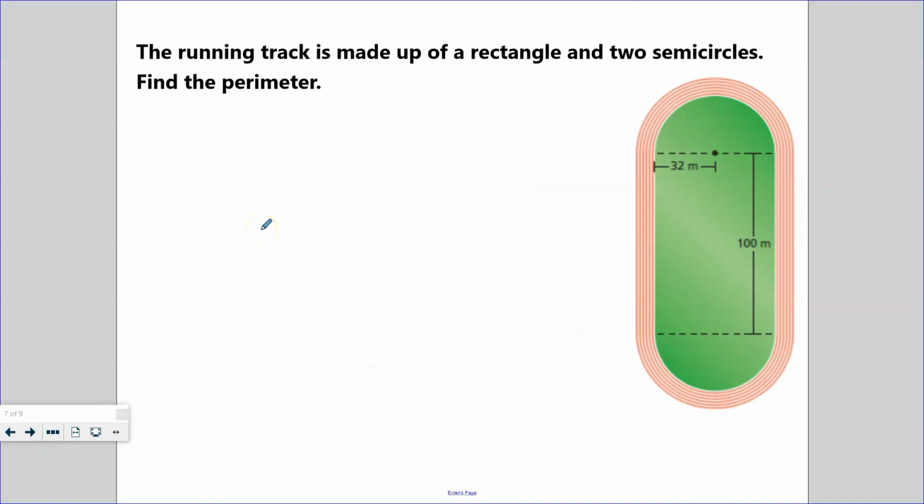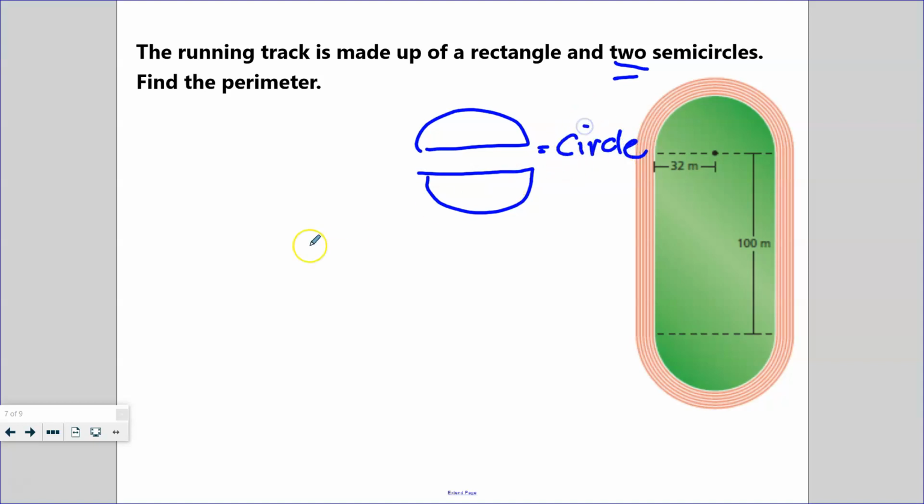All right. So the running track is made up of a rectangle and 2 semicircles. And 2 semicircles, you put them together, what do they make? It makes, nope, not a hamburger bun, a circle, right? And so we won't need to divide by 2. We'll just say, okay, well, this semicircle plus this semicircle equal 1 full circle. And so we're looking at that.